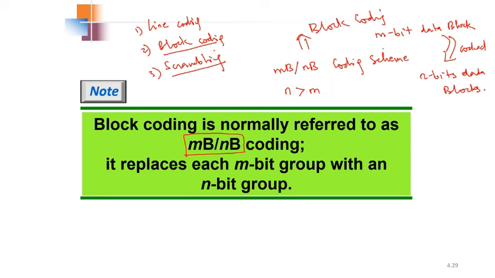Okay, so different m-bit data blocks will be combined together to form a data stream. If m is small and n is large, then we are going to have a smaller number of bits in a data block coded into a larger number of data bits. While coding, we are going to add some extra bits, and those extra bits will provide some extra functionalities. That is the case in block coding.